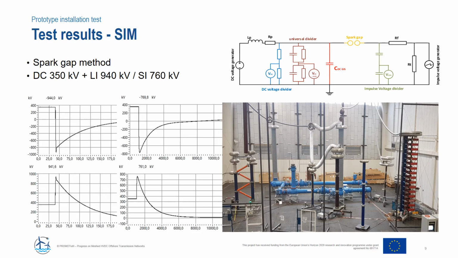And on the left you see test results, of course, lightning superimposed onto the DC voltage and switching superimposed onto the DC voltage of both polarities. That's what you see on these graphs. And of course the test circuit is shown on the top right.